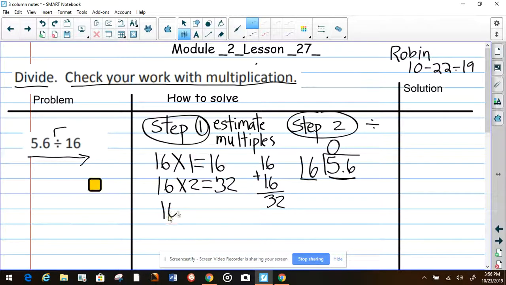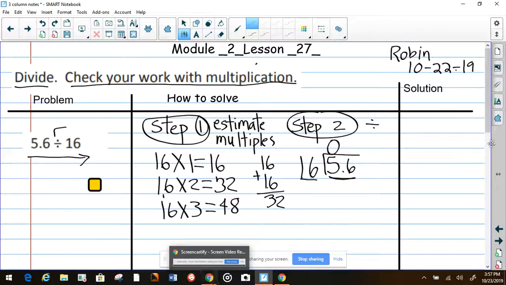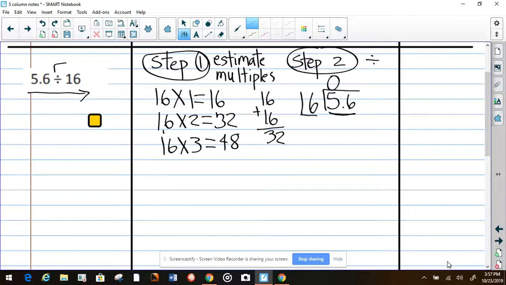So now we do 16 times 3. 3 times 6 equals 18. You carry 1 over. 3 times 1 equals 3 plus 1 equals 4. That's 48. Okay? So we're getting closer. So we can do 16 times 4. 4 times 6 equals 24. You carry 2 over. And 4 times 1 equals 4 plus 2 equals 6. That will be 64. Okay, so that's closer to this, but I think our best bet is this one right here. So our answer should be 3.